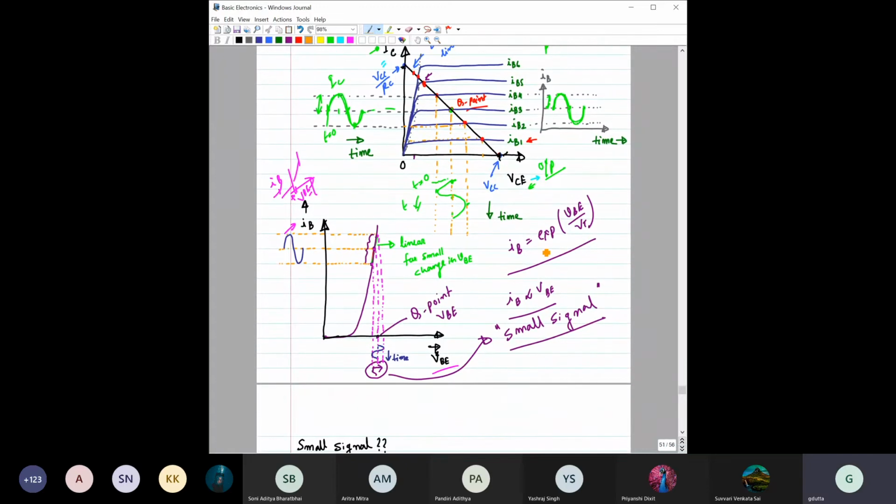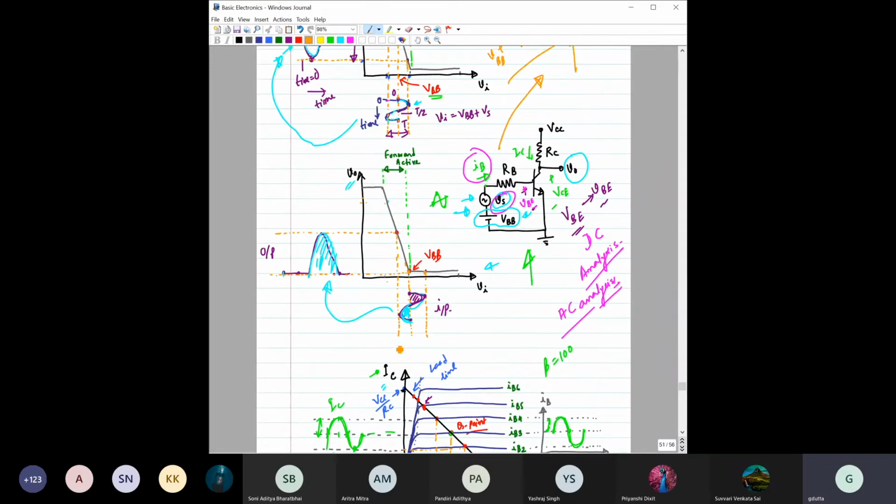So you understand then the signal has to be small. Signal means the change across V of BE. The drop across V of B due to this VS has to be small. Remember that. We are not talking about the value of this VS, but about the value of this V of BE, which will result because of this small VS or the sinusoidal signal.